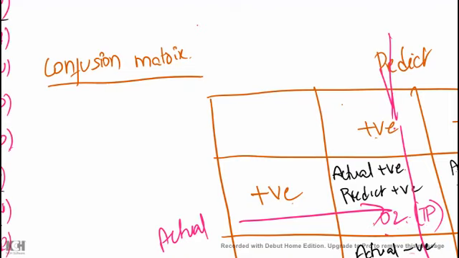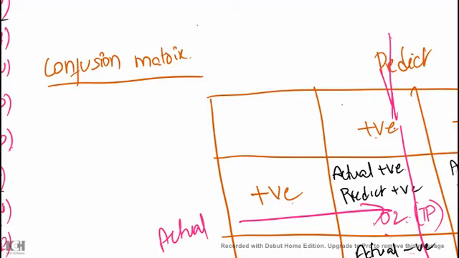So here total 6, out of which how many of them are correct? 2 of them are correct. 2 by 6 is the precision of positive. Out of this one, total is how many? 3. Out of 3, how many of them are correct? 2 are correct. 2 by 3 is called recall of positive.